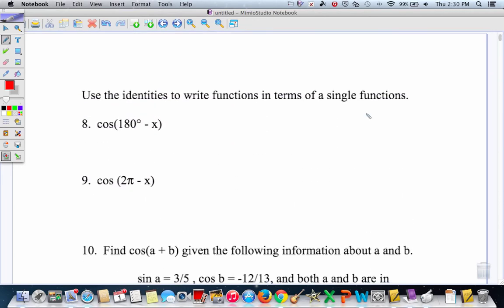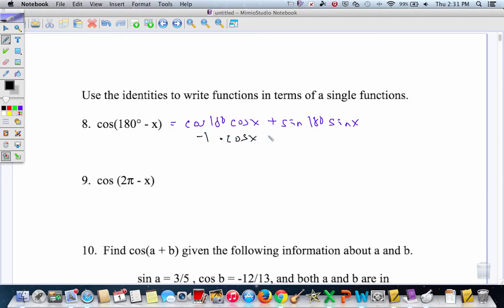Oh, we can't end without having an identity. Oh, we have a couple of problems to go first, I guess. So we have the cosine of 180 minus x. We're going to simplify this down, first of all, by expanding it out. The cosine of 180 times the cosine of x plus the sine of 180 times the sine of x.